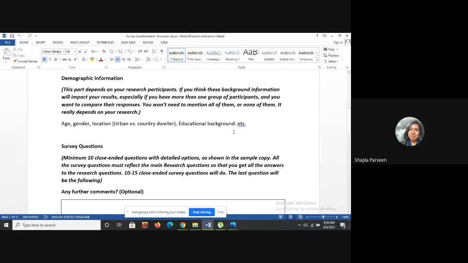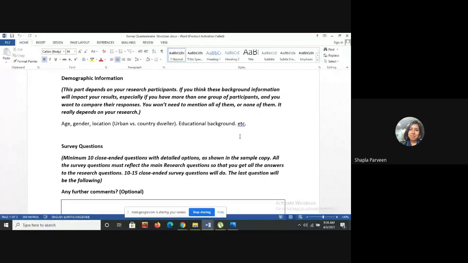So demographic information is based on your research. If you think that nothing matters, you're not going to compare anything, then you don't need this section. But if you are going to compare, if you have more than one group of respondents and you want to compare the responses, then the demographic information is important. All right. So is that clear, everyone?